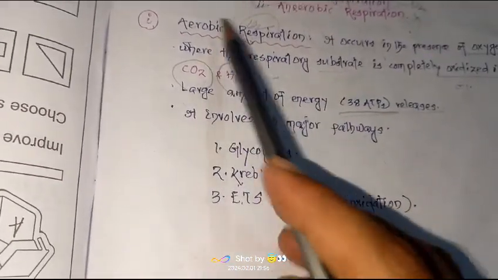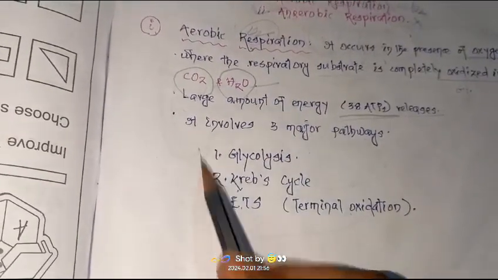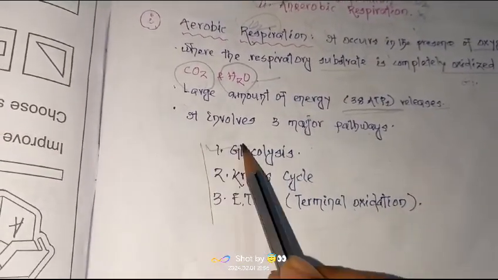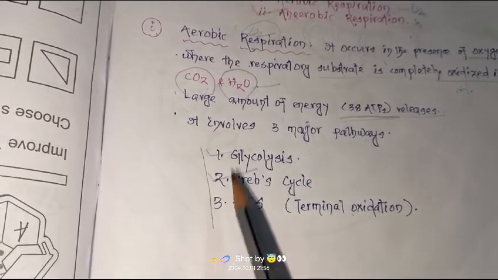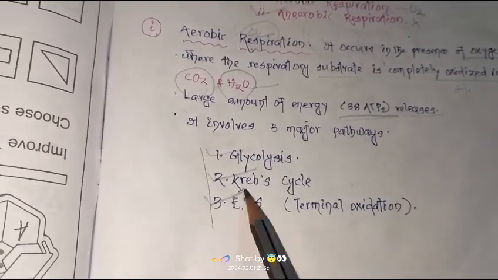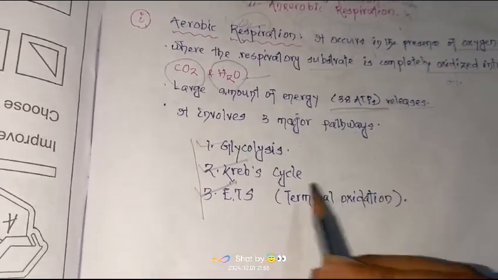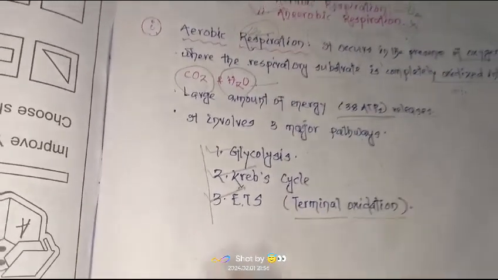Aerobic respiration involves three pathways. The first one is glycolysis, then the Krebs cycle, then the electron transport system, which is also called terminal oxidation.